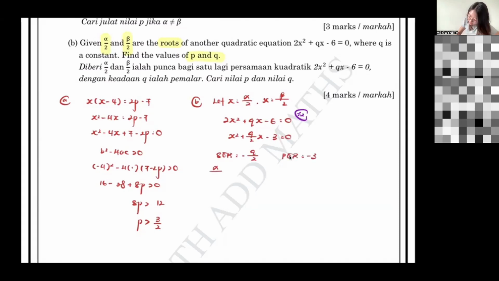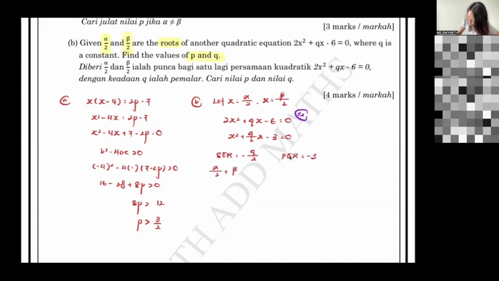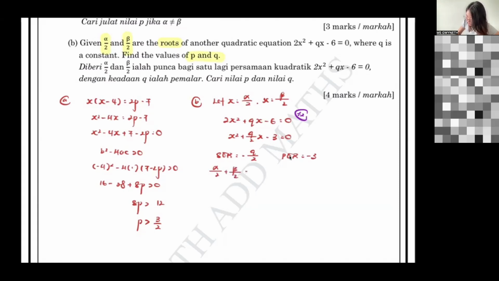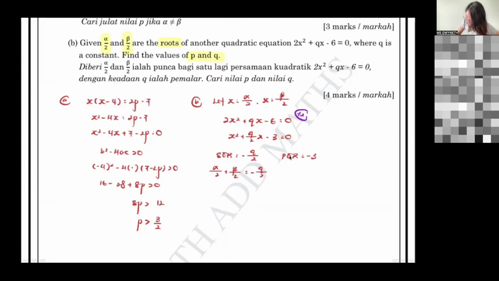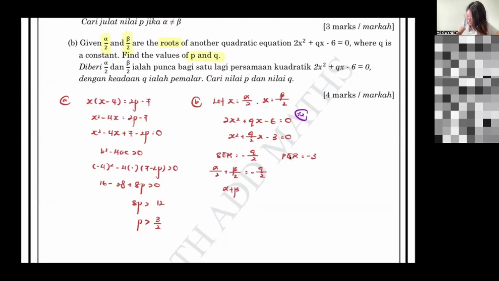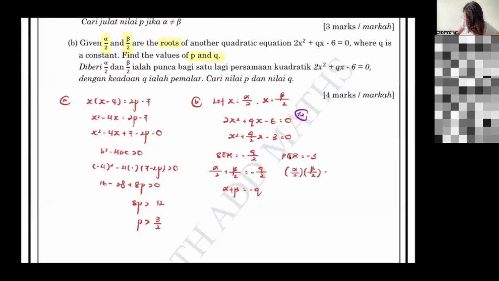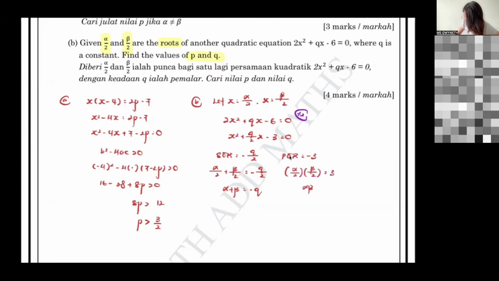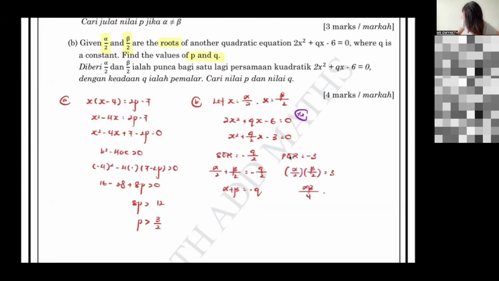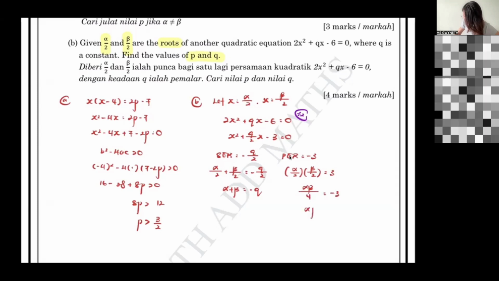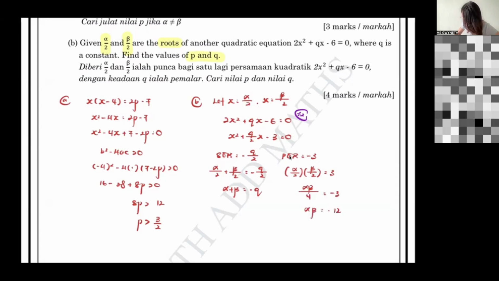So SOR means you add up the roots, alpha over 2 and beta over 2. So here you should get alpha plus beta equals -q. POR, you multiply. Fraction times fraction, numerator times numerator, denominator times denominator. So alpha beta equals -12.